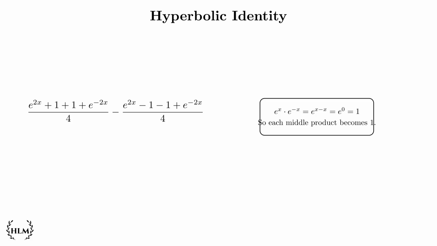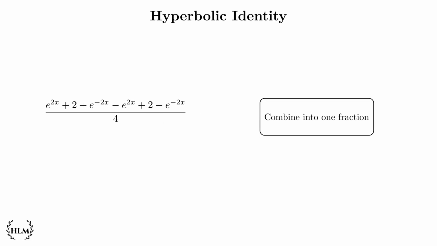And then we can make this into one fraction because they both have the same denominator, and also simplify the plus 1s and minus 1s. So we get e to the 2x plus 2 plus e to the negative 2x minus e to the 2x plus 2 minus e to the negative 2x all over 4.